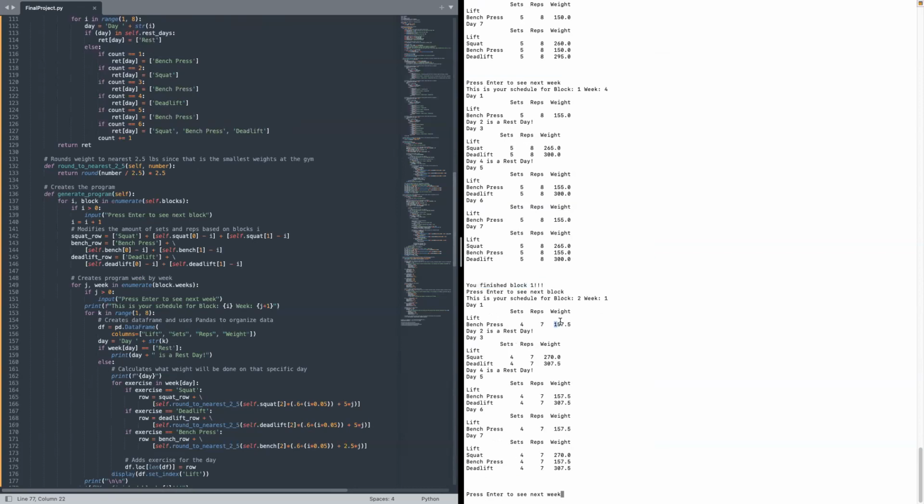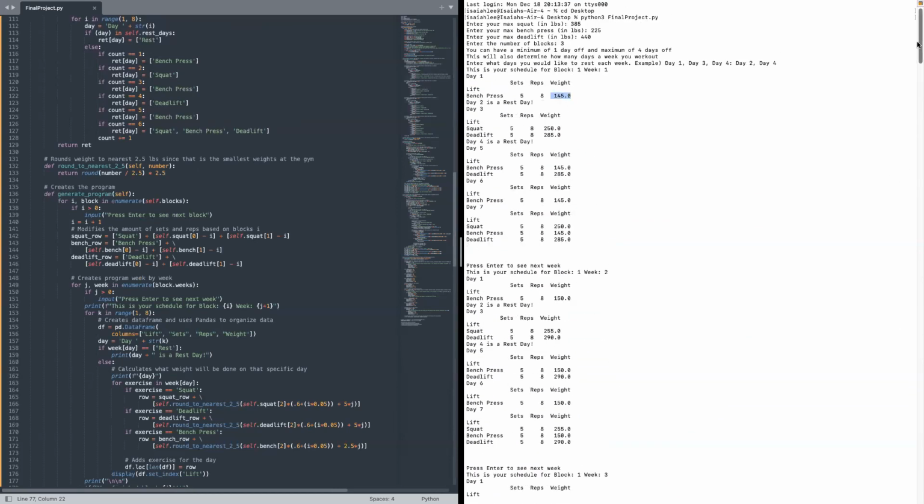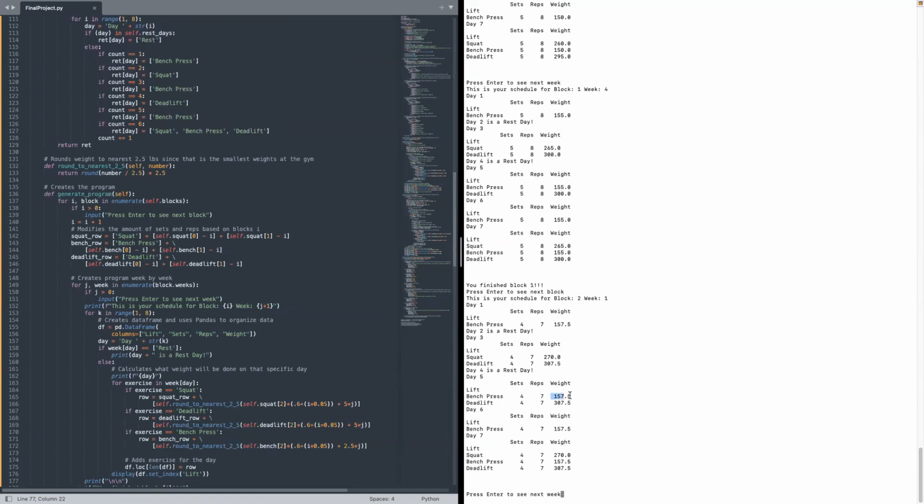Now the second block, the weight increases the first day. So if you see up here, it's 145 pounds, and now it's 157 pounds, but the amount of sets and reps have decreased. So this is basically simple linear progression for muscle growth.